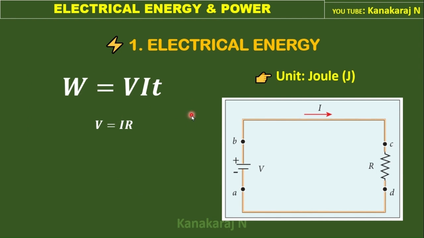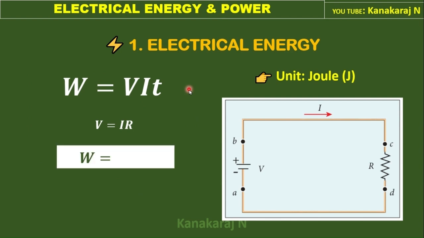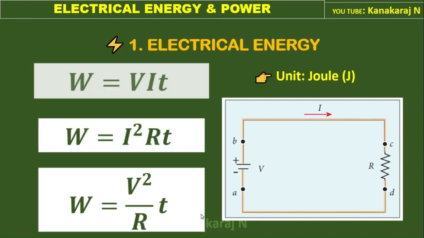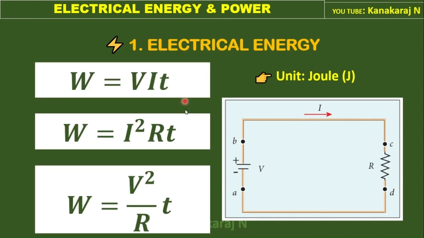of electrical energy. The first is the electrical energy W in terms of current and resistance, which is I square RT. The electrical energy W in terms of voltage and resistance is V square upon R multiplied by T. Let us remember all these formulae, because depending upon the quantities given, we have to use any one of these formulae.